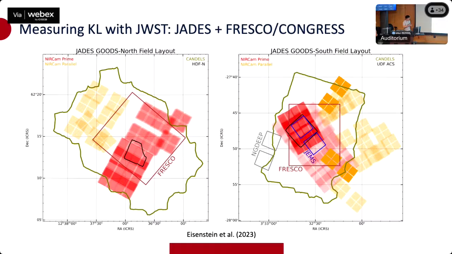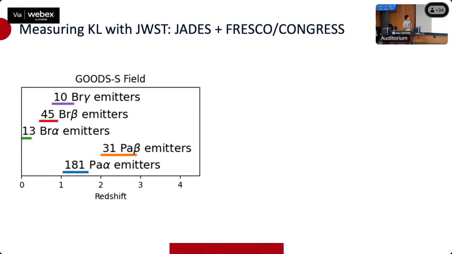So that's not a very large field. But we do find many low redshift emission line galaxies. For example, for the GOODS-South field, we found roughly 180 Paschen alpha emitters between redshift 1 and 2, and 31 Paschen beta emitters from redshift 2 to 3, and some lower redshift bracket emission line.